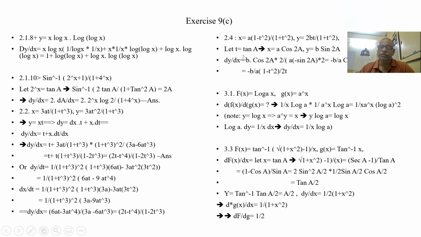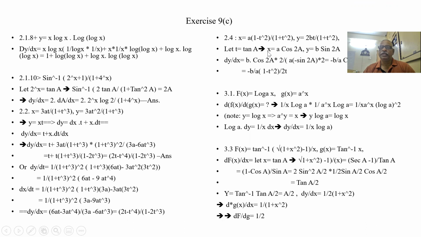Let t is equal to tan a. So x is equal to a cos 2a, y is equal to b sin 2a. 2t by 1 plus t square is sin 2a. 1 minus t square by 1 plus t square is cos 2a. 1 minus tan square theta by 1 plus tan square theta is cos 2a, and 2 tan theta by 1 plus tan square theta is sin 2a. So we have converted them using the substitution method.